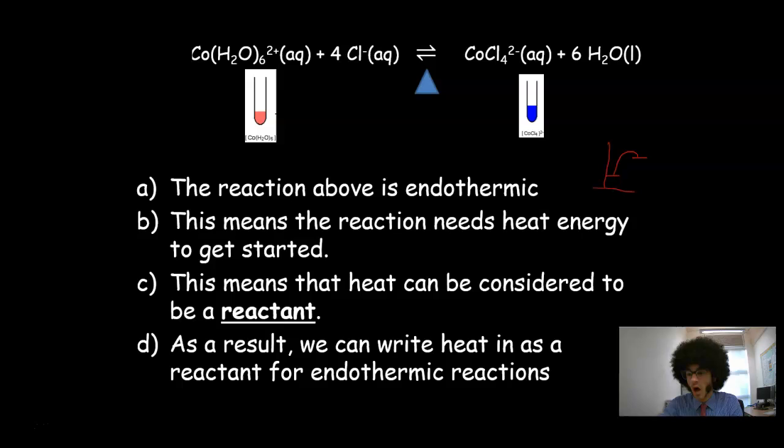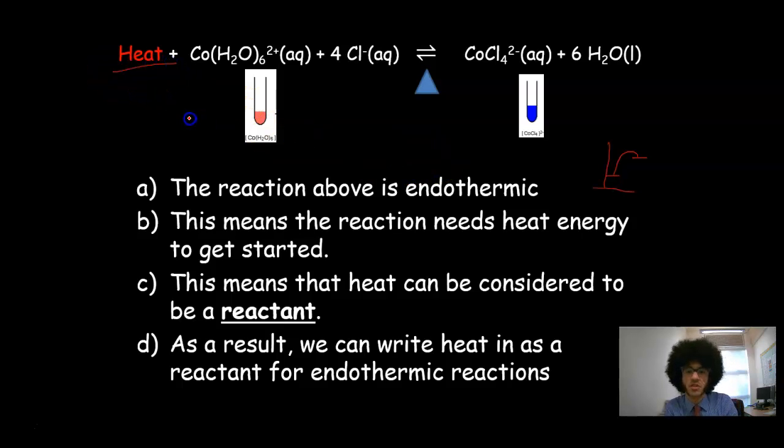As a result, I'm going to consider heat to be a reactant for my endothermic reaction, and I can write it on the equation like so. So when you're doing any problem with heat and Le Chatelier's principle, always write heat as either reactant or product, depending on what the reaction is. Here it's endothermic, heat's been taken in, so I write heat as a reactant like so.